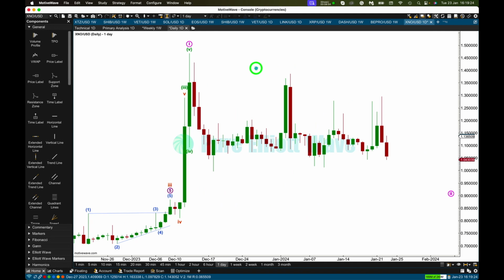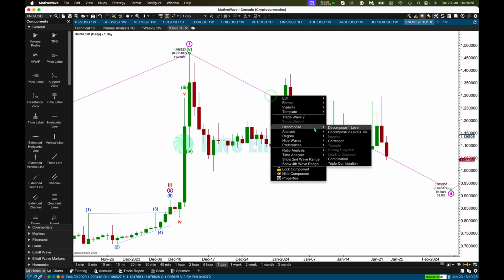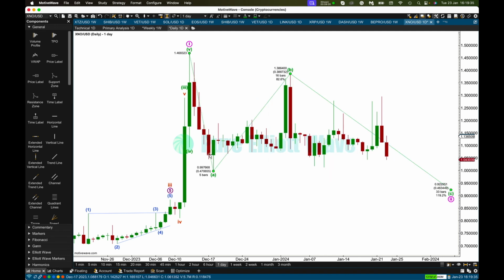Let's turn attention now to the structure of minute 2. Let's see if we can see a complete corrective structure. Okay, 0.997668, is that the lowest low? Yeah, it is. So we need to see a new low below that point, 0.997668, for this structure. I think I want to see B over here, all this overlapping.